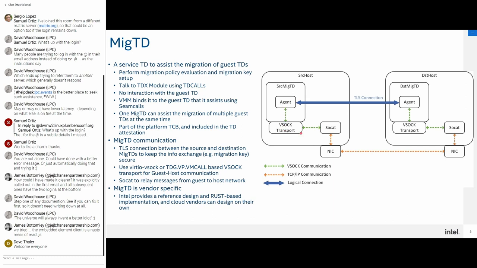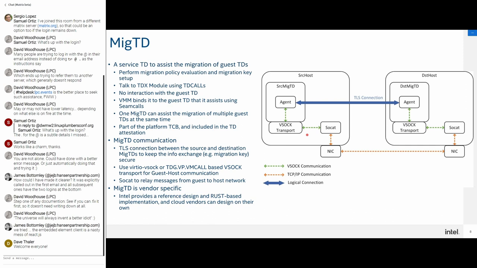This channel needs to go to the VMM and then go to the host network stack and then all the way to the destination side. So the socket here is a relaying entity which relays messages sent from the MicroTD. It's a special guest MicroTD, and it relays the message to the host kernel network stack. This channel here is actually insecure, so we need to set up the TLS communication to send this key.